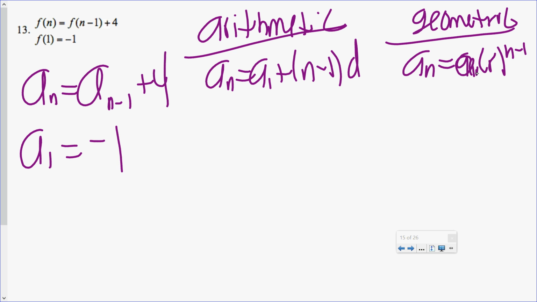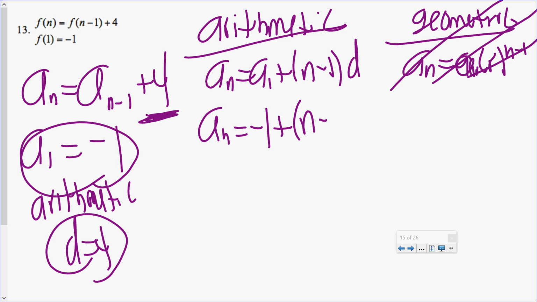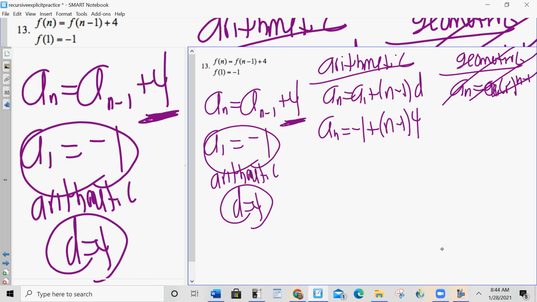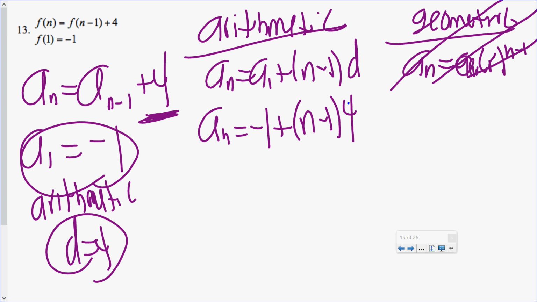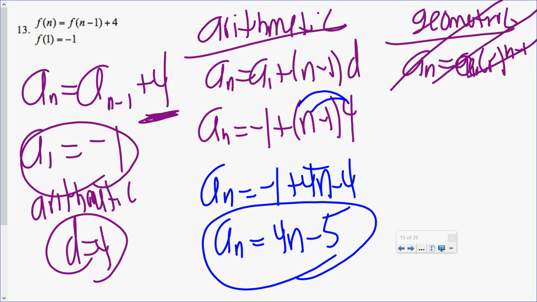All right, now that you tried it on your own, because I'm adding 4 to the previous term, that makes it arithmetic, and it makes the common difference 4. Now that I have a_1 and d, it's arithmetic, so I'm using the arithmetic formula. a_n = -1 + (n - 1) times 4. That's sufficient, but I like to go a little bit further in case it's multiple choice and I don't see that there. a_n = -1 + 4n - 4. a_n = 4n - 5. Either one of these is sufficient.